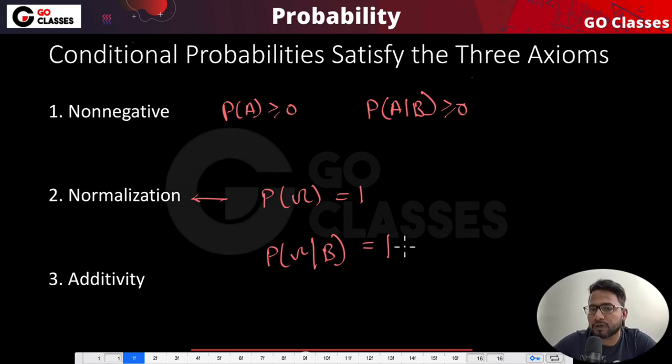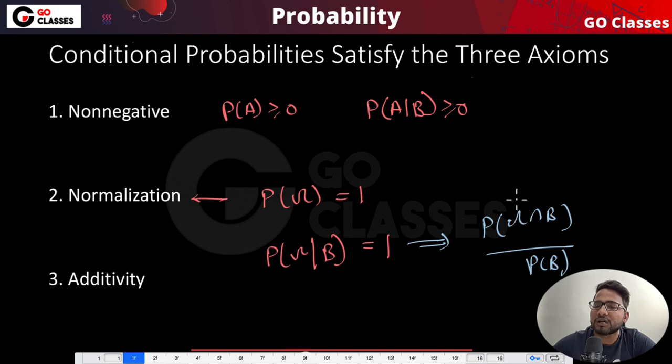Now let me prove it. That's a very, very easy proof. You can also prove it very easily. The probability of sample space intersection B upon the probability of B. Sample space intersection B is just B, so it is the probability of B upon the probability of B, which is actually 1. So that's a very easy proof.